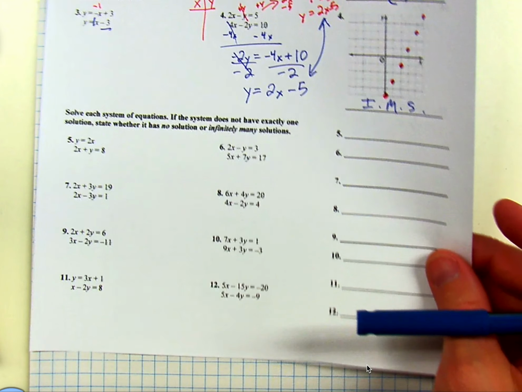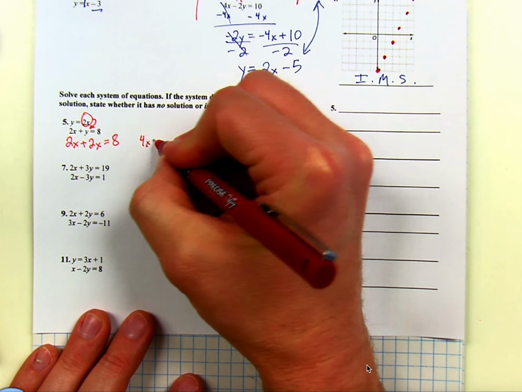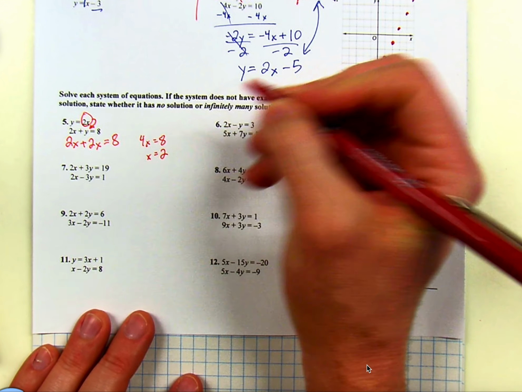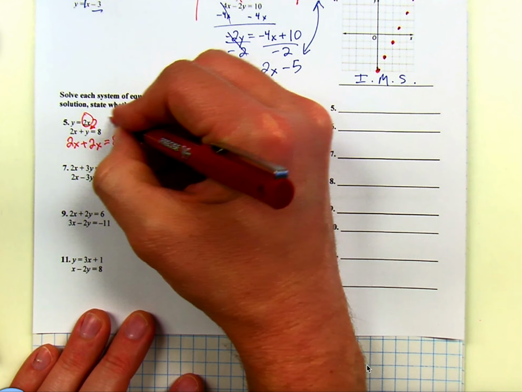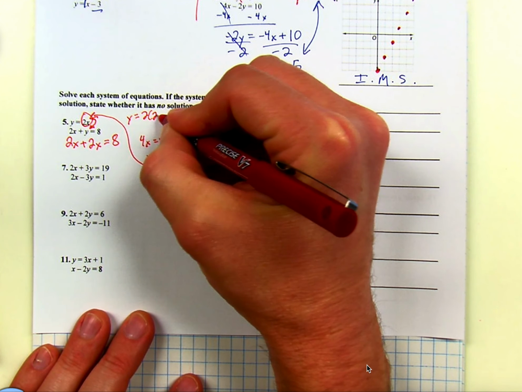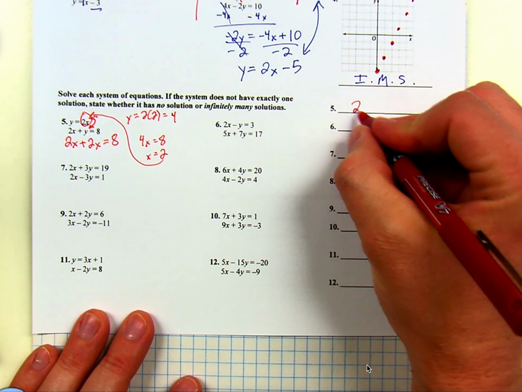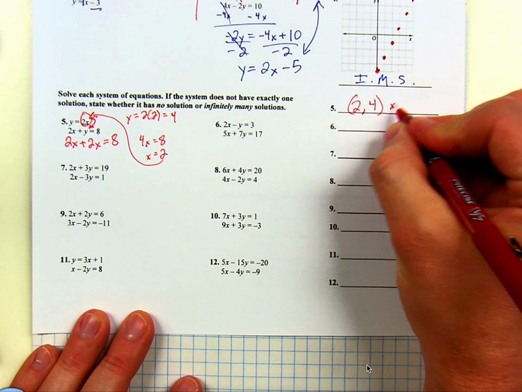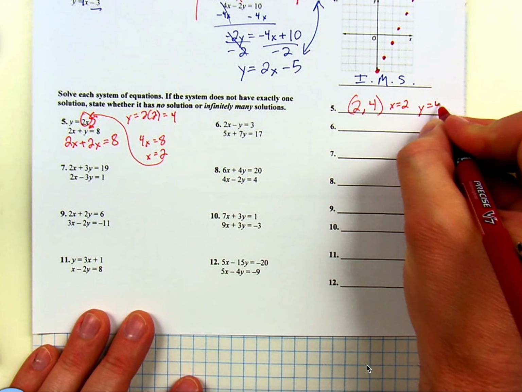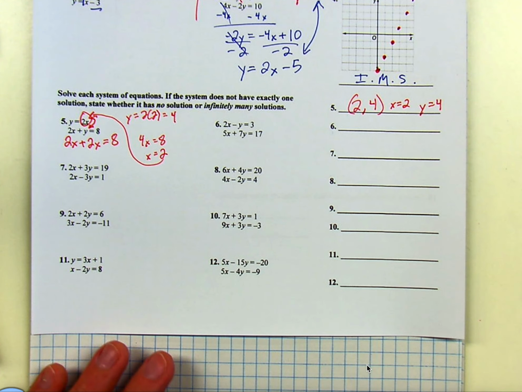If y equals 2x, put a 2x in for y, and make it 2x plus 2x equals 8. Boom. That's 4x equals 8, right? And if you have 4x equals 8, then x would equal 2. And if x equals 2, y would equal 2 times 2, and y would equal 4. So my solution is 2, 4. Or if you want, you could say x equals 2, y equals 4. Either way is fine.